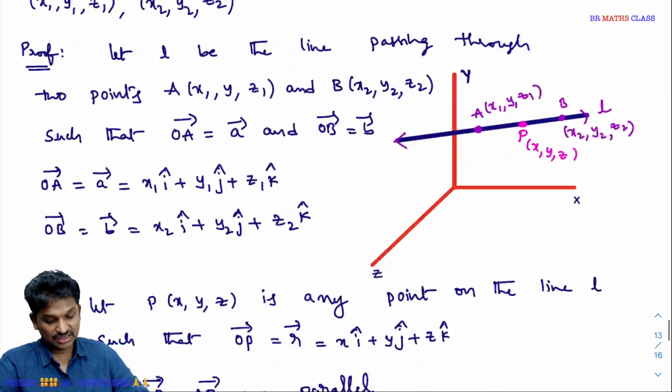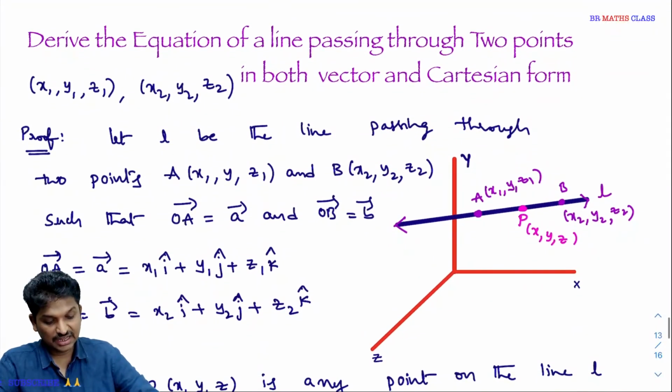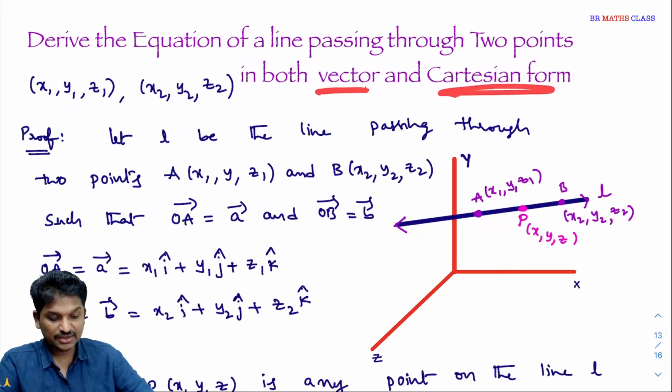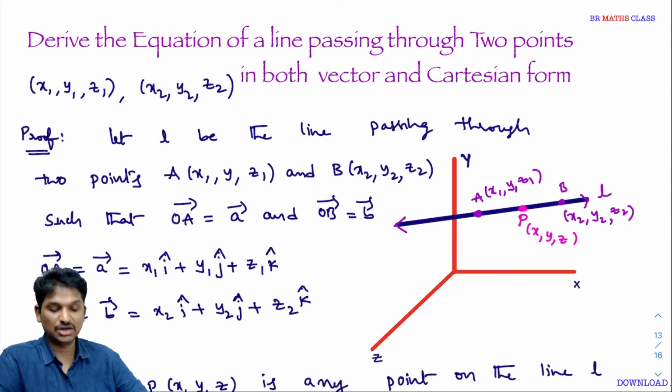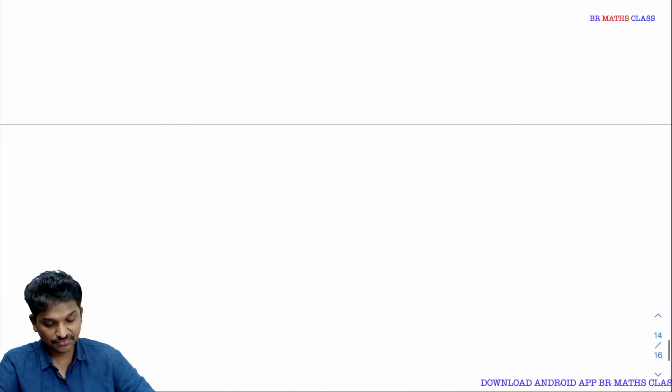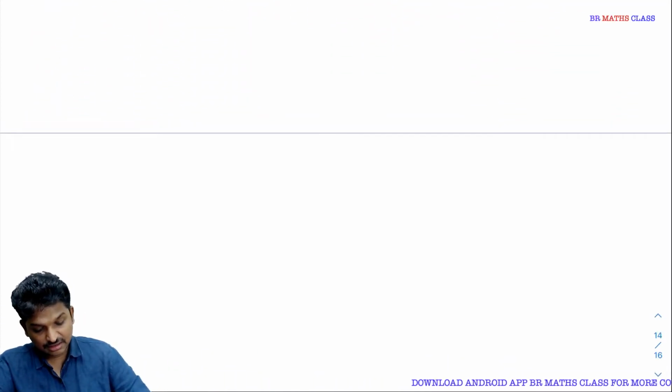Now, what the thing here? We need to derive the equation of a line in vector form as well as Cartesian form. Vector form is over. Now, Cartesian form. We'll derive that Cartesian form.